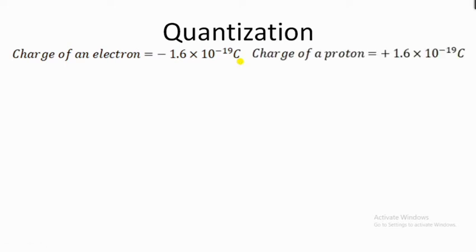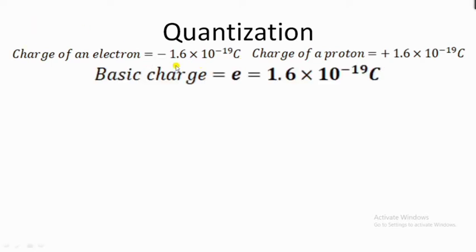Now let's understand quantization in charge. The charge of an electron is minus 1.6 into 10 to the power minus 19 coulomb, and the charge of a proton is plus 1.6 into 10 to the power minus 19 coulomb. So you can see they are equal but opposite in sign. We can denote this basic charge by e. That means whatever charge is there in the object, it is either because of electrons or because of protons. So we can have only this charge, that is the basic charge.